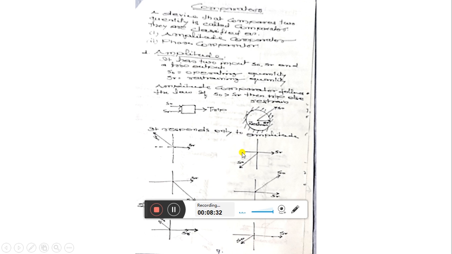These comparators are required in protection devices to issue a trip command or restraining command as per the quantities available as input to the comparator device. So overall we have understood the amplitude comparator.